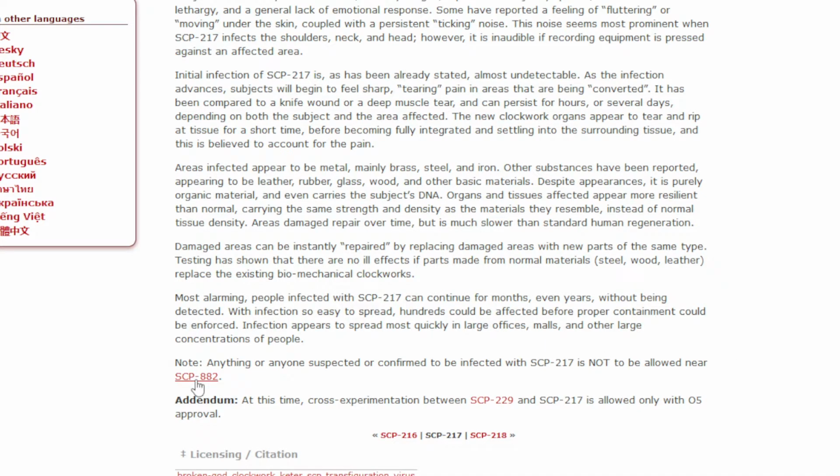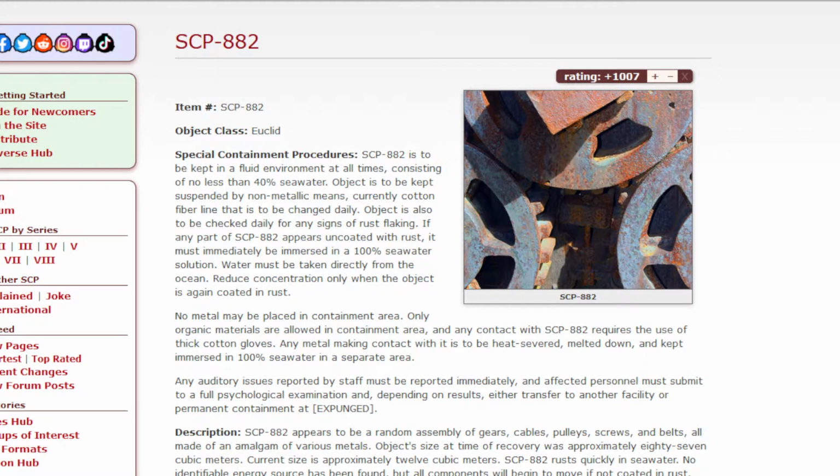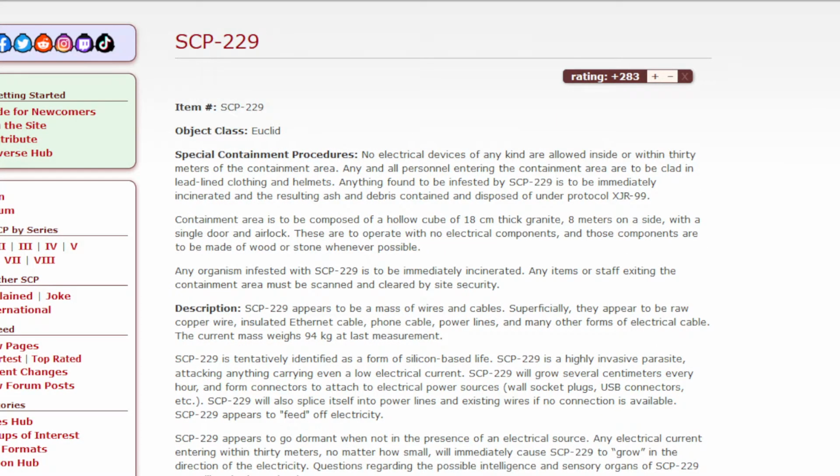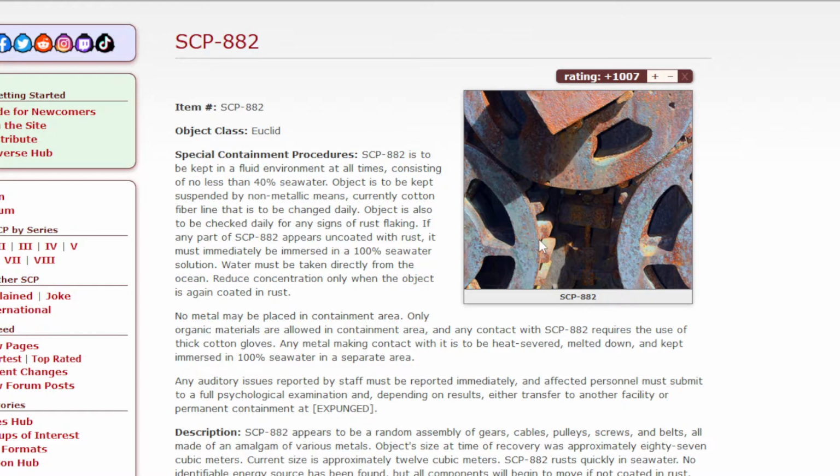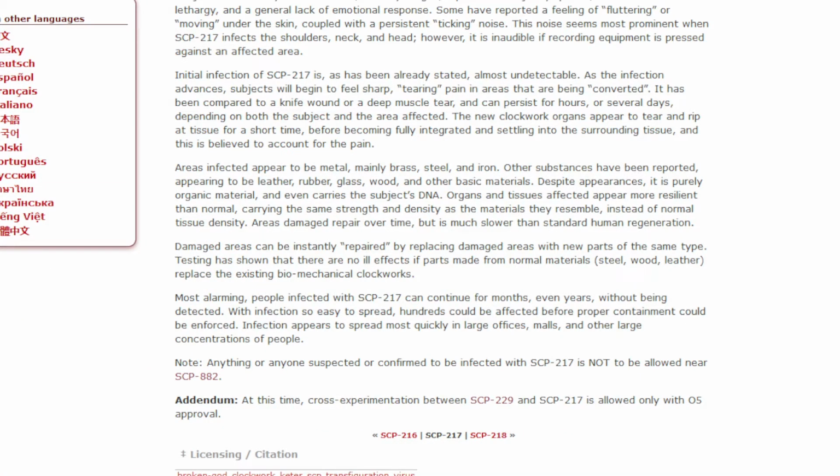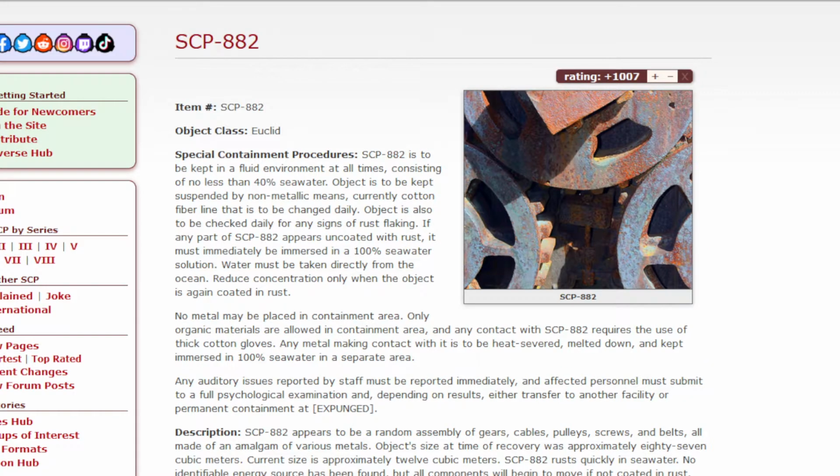What are these two? Probably two really bad ideas. This is the one I thought it was going to be. And then what is this one? Should I read these ones real quick? So this is do not allow anyone infected near this thing.